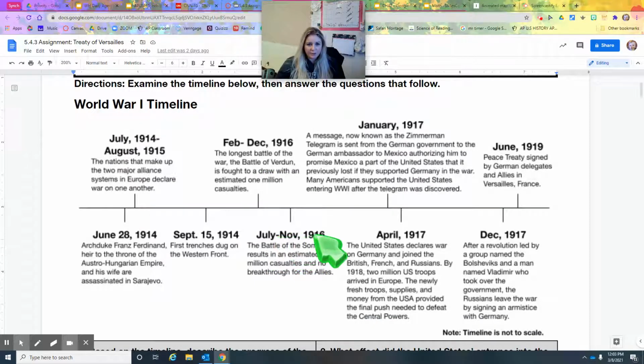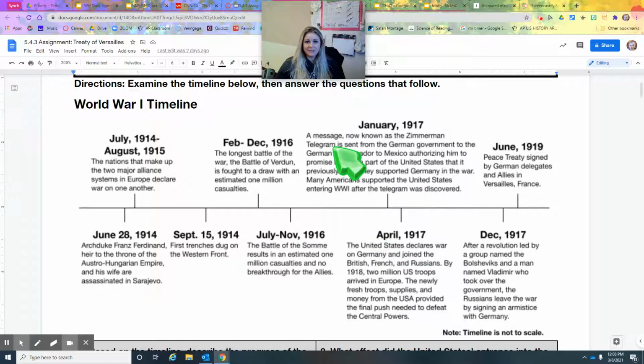July to November of 1916. So going on in the exact same time frame as this one, the Battle of the Somme results in an estimated 1 million casualties and no breakthrough for the Allies. So two large battles and 1 million casualties each. That's insane. Both are in France, but in different parts of France. All right, so let's go ahead.